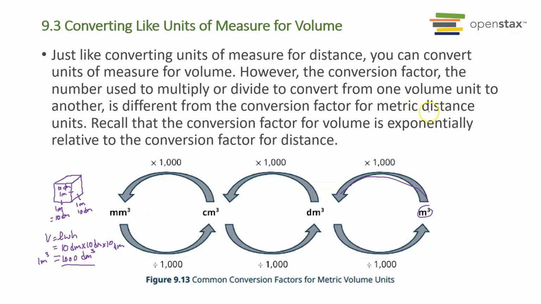And so when we have, for example, any jump between these two going right would be a multiplication by 1,000, and any jump going left would be a division by 1,000 as far as volume is concerned. All right, so volume we're going to measure in cubic meters in this case.